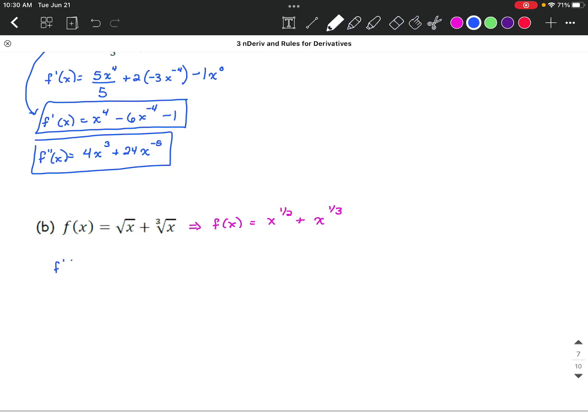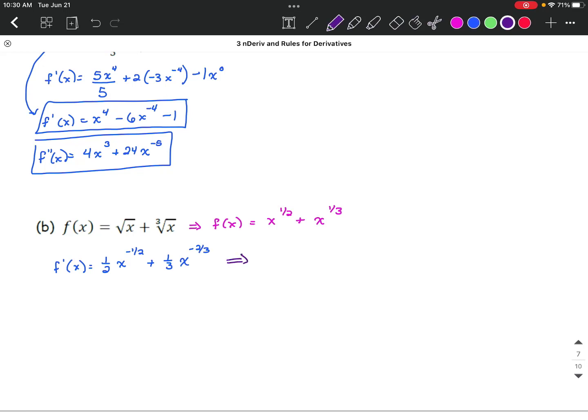Now, I'm going to take the derivative. I'm going to bring down the 1/2. I'm going to keep the x. 1/2 minus 1 is negative 1/2. Plus, I'm going to bring down the 1/3. I'm going to keep the x. 1/3 minus 1 is negative 2/3.